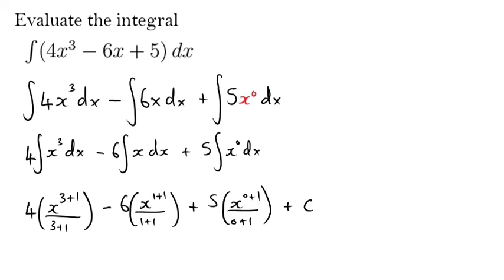For this one, we can clearly see that this 4 can cancel out with this 4, leaving us with only x raised to the power 4. Here, 2 can go into 6 3 times, so that will leave us with 3x^2. Then here, we just have 5x raised to the power 1, plus the constant of integration c.